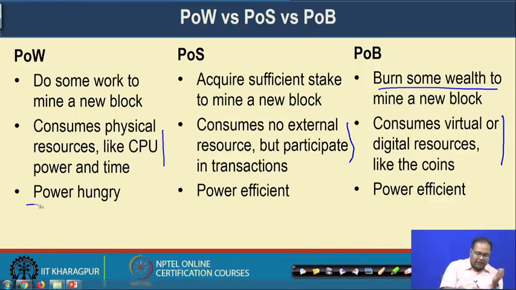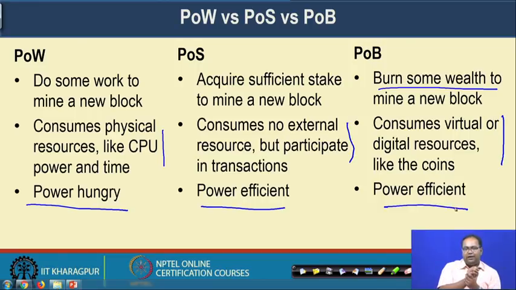Now, proof of work is a power hungry mechanism. Proof of stake is power efficient. Proof of burn is also power efficient, because you are burning the digital currency and not the physical currency.